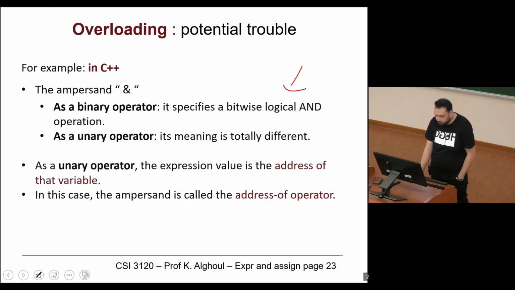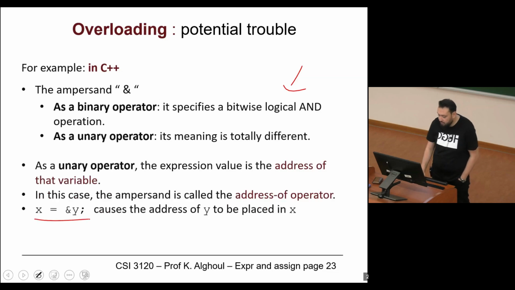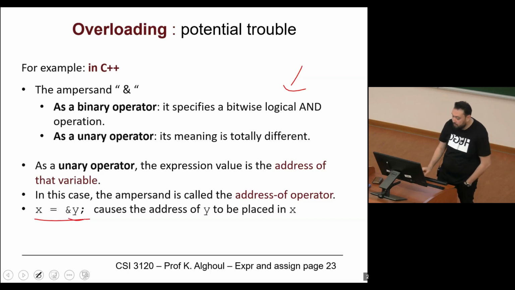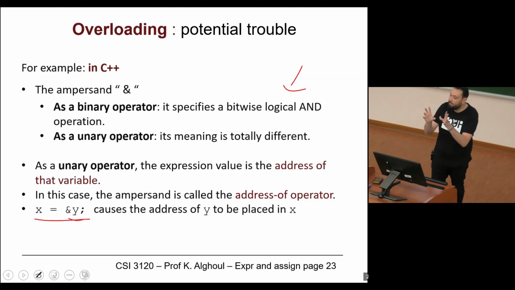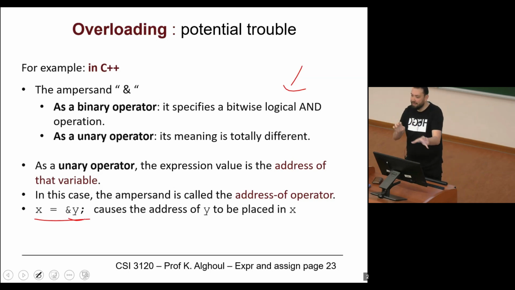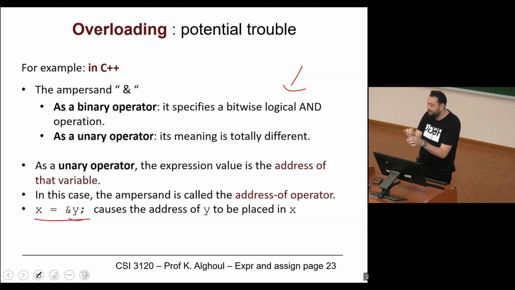For example, if I have this, it means what? The address of Y will be put in X. So this can have a potential overloading. I'm using the same thing for two different things. So let's say I didn't design my naming very clearly, and I just missed one variable. I missed typing it, like I deleted it by mistake.